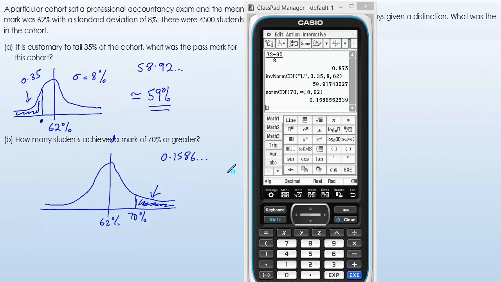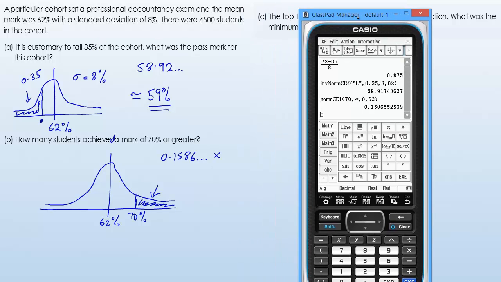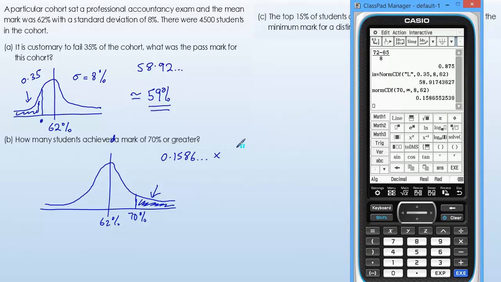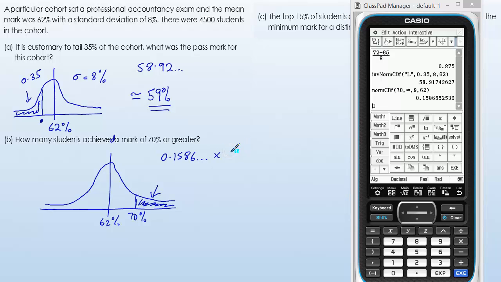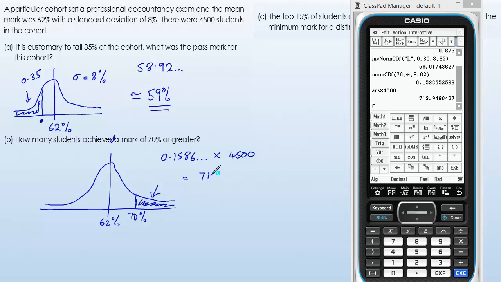I'm going to do that because I'm going to use the whole figure, and then we just multiply the probability by the number of people who sat the test. So just multiply that last answer by 4,500, 713.9, so approximately 714.